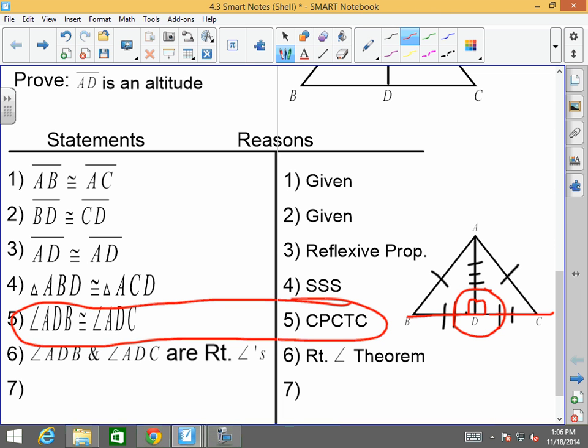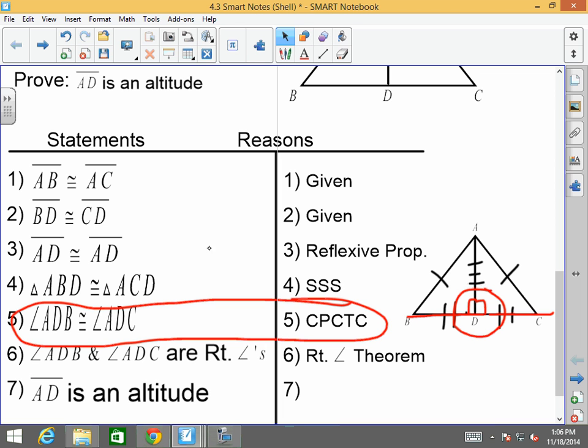And now that those are right angles, how can we prove what we want to? That's exactly right. AD is an altitude because of the definition of an altitude. An altitude is a segment, which we have right here, which I'm going to highlight in blue, AD, which is perpendicular to the opposite side, or base. Does that make sense? Powerful stuff here, guys.